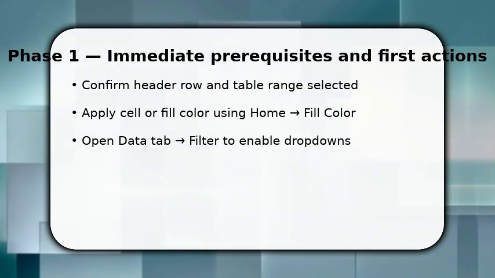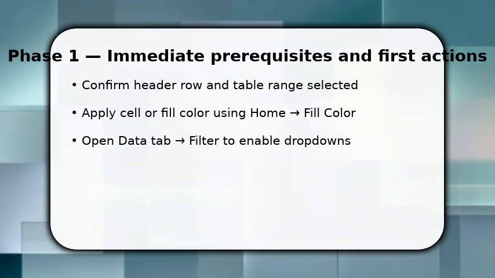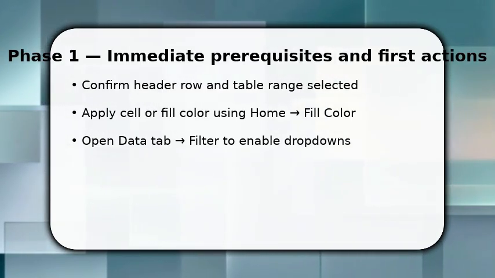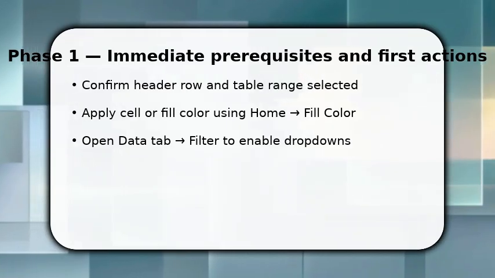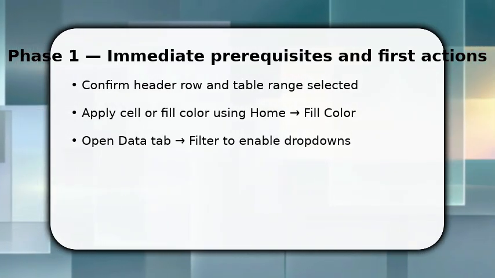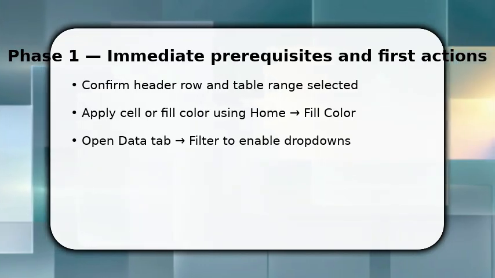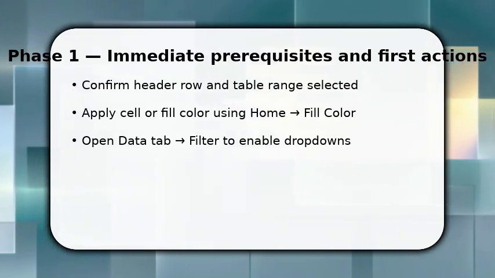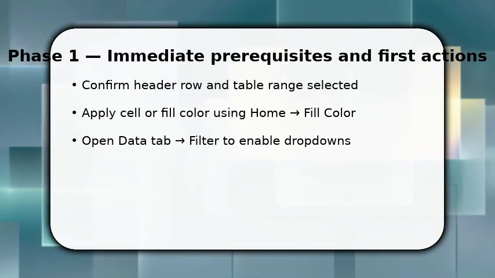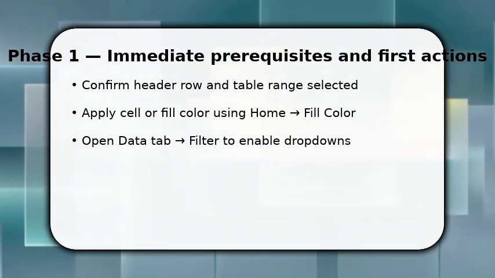Use Home > Fill Color to mark cells, or use conditional formatting to color by rule so the result is reproducible. Once done, enable the AutoFilter on the Data tab. This creates drop-down arrows on each header. You've completed the initial setup and are ready to target specific colored cells.